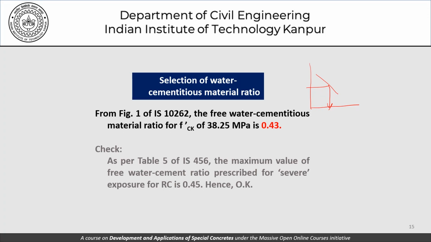If we do that for 38.25, which was our target mean strength, we find that the water-cementitious material ratio is 0.43. And we can always check this value against any prescription that we may have in IS 456 or any other document for a given exposure condition. So for example, in this case, we knew that the concrete we are proportioning is for a reinforced concrete structure in severe environment, where the water-cement ratio should not exceed 0.45, and since we are getting 0.43, it is okay.